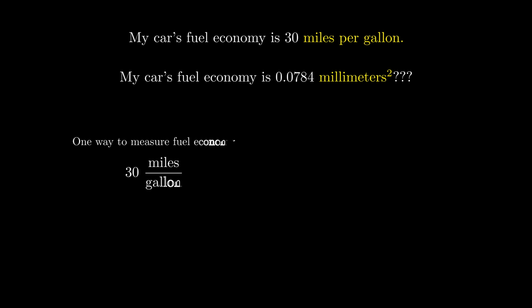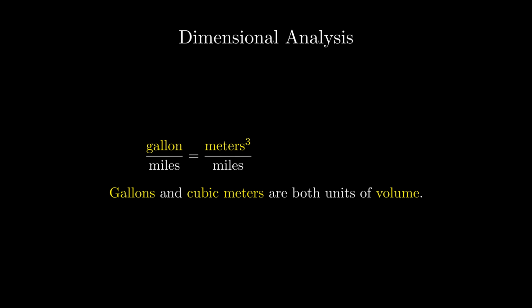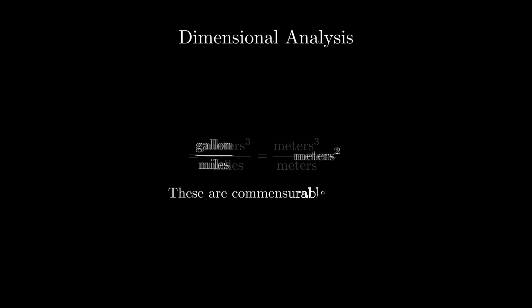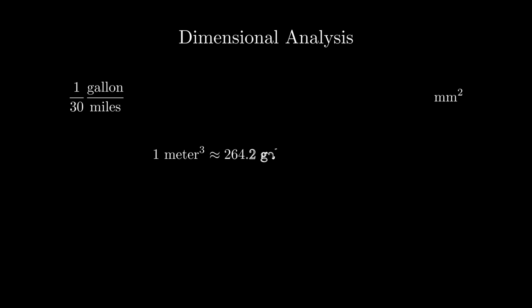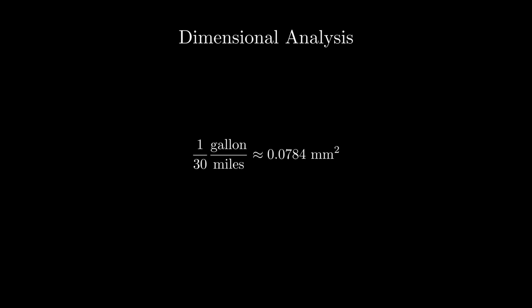An even more bizarre consequence is the fact you can coherently measure fuel economy with area. Suppose you have a car that can travel 30 miles per gallon. We could, if we wanted to, take the reciprocal and call it 1/30th gallons per mile. Let's do that. Gallons measure volume and so do cubic meters. This allows us to convert gallons to cubic meters. Miles measure length, so obviously this can be converted to meters as well. Meters cubed divided by meters gives square meters, which is a unit of area. We can now coherently say that this car's fuel economy is 0.0784 millimeters squared, which is approximately the same as 30 miles per gallon.